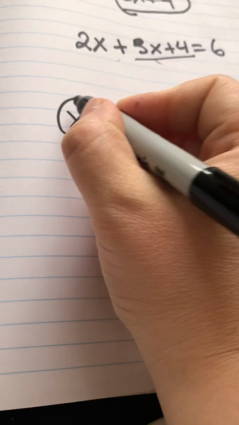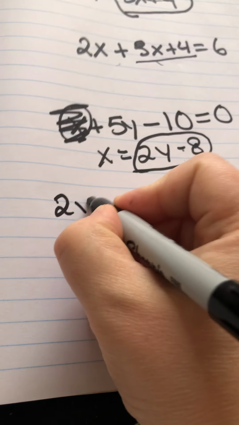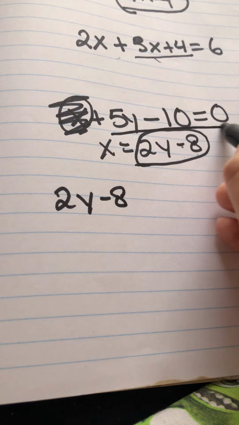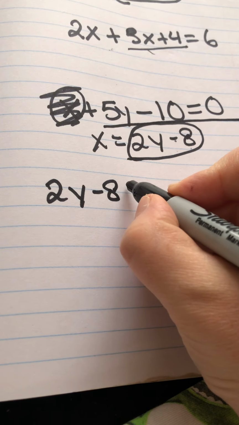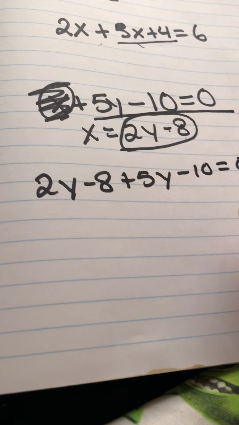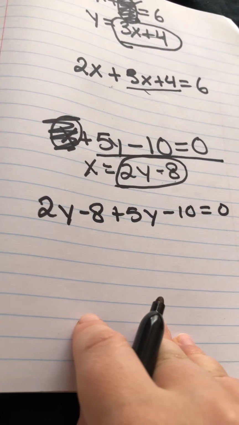So instead of writing x, that x is going to get taken out, and I'm going to be putting in the 2y minus 8 in front of it. Then I'm going to write the rest of this equation exactly the same. So I'm going to say plus 5y minus 10 equals 0. Now here, you can see that there are some like terms that can be combined. What are they?